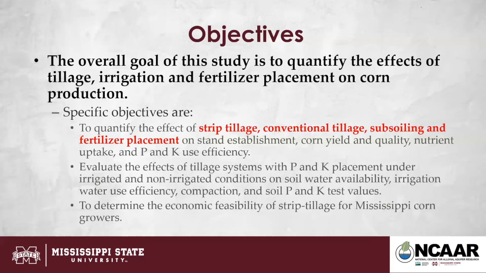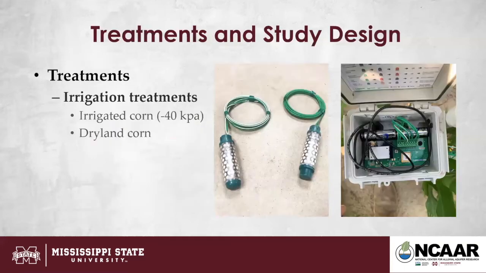for Mississippi corn growers. So our study design was, we wanted to run this tillage study in two scenarios. One is irrigated and the second is dryland corn. To irrigate corn, we used watermark sensors with a threshold of negative 40 kPa. That is a very wet threshold. Whenever we reached that, we started irrigating our corn.